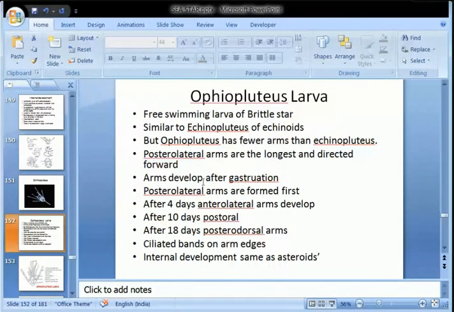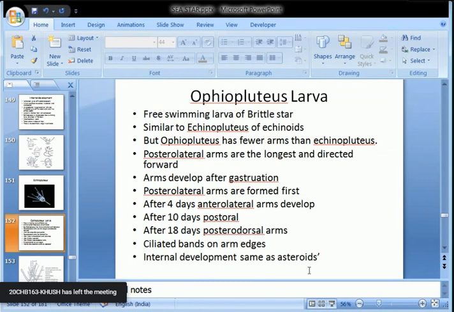The arms develop after gastrulation, as we have seen in the echinopluteus one. The posterolateral arms are formed first. After 4 days, anterolateral arms develop. After 10 days, postoral arms develop. After 18 days, posterodorsal arms develop. So this is the pattern of development of various arms in the larva. And all the while, the internal organs are also developing. Then ciliated bands are there on the arm edges, and the internal development is the same as in asteroids.